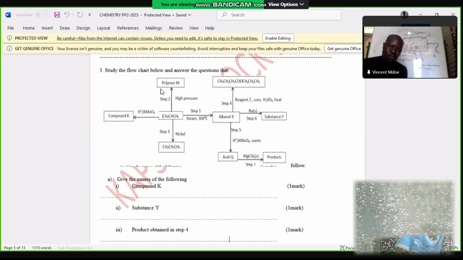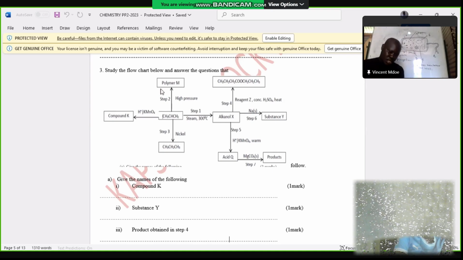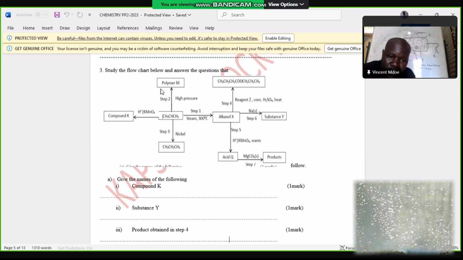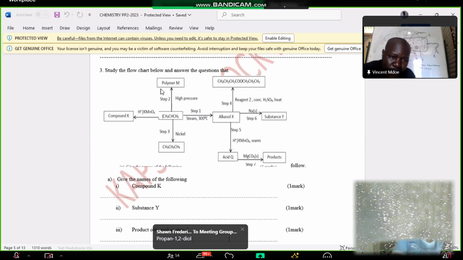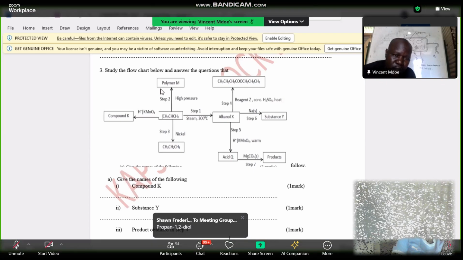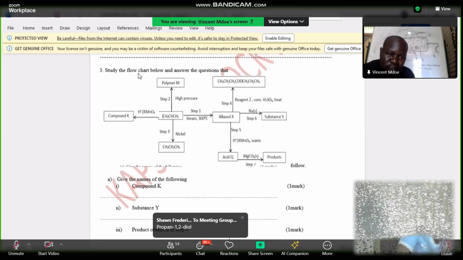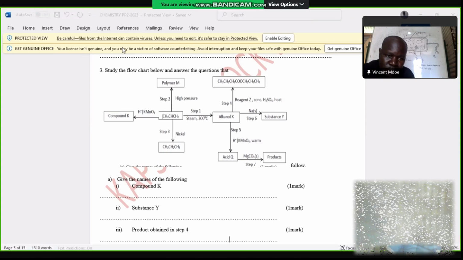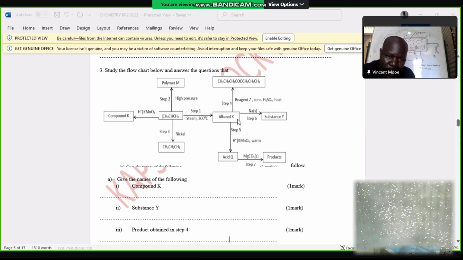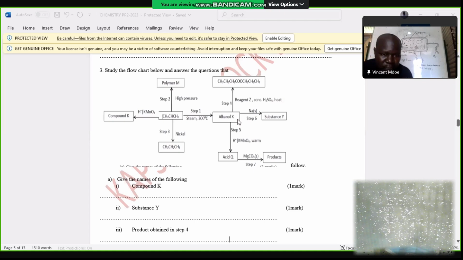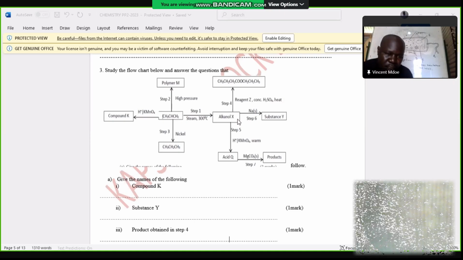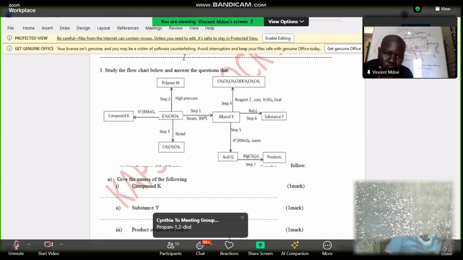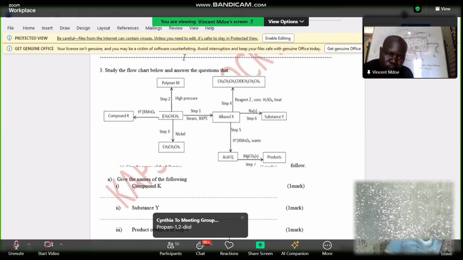Give the names of the following. Compound K. Let me check where we have compound K. What is the identity of compound K? That is oxidizing an alkene. Oxidizing an alkene, we end up with a diol. Propane-1,2-diol. That is correct, Sean Frederick.